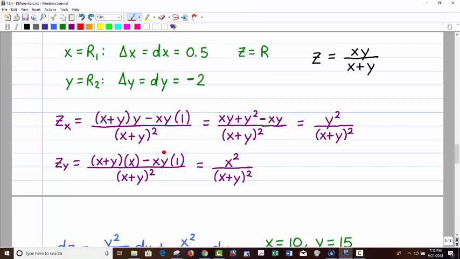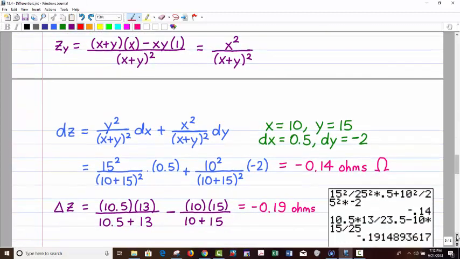Quotient rule again, except this time the derivative of the top with respect to y will be x, right there, minus xy times the derivative of the bottom then with respect to y, which would also be 1. That also simplifies and leaves x squared on the top.